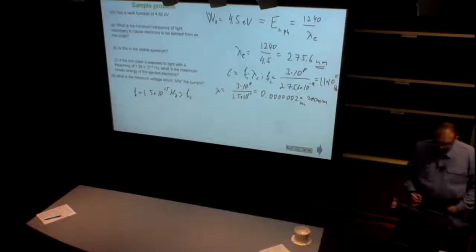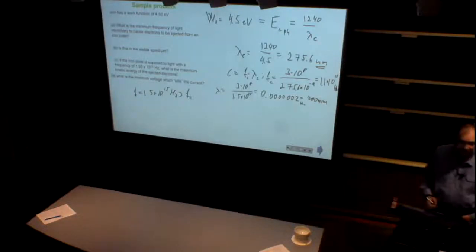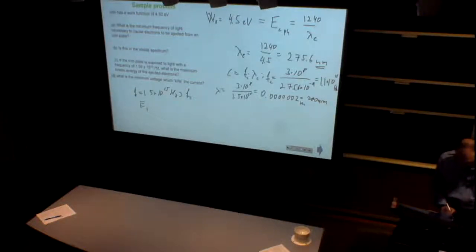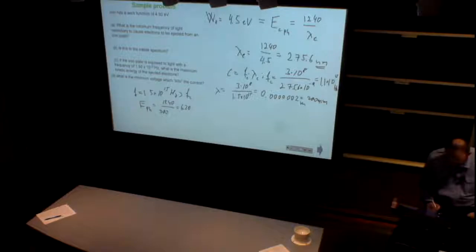1, 2, 3, 4, 5, 6, 7, 8, 9, 200 nanometers. So this wavelength is shorter by about 75.6 nanometers. Now we can calculate the energy each photon carries with it: 1240 over 200. So 12 over 2, 6, right? No, 6.2 electron volts.